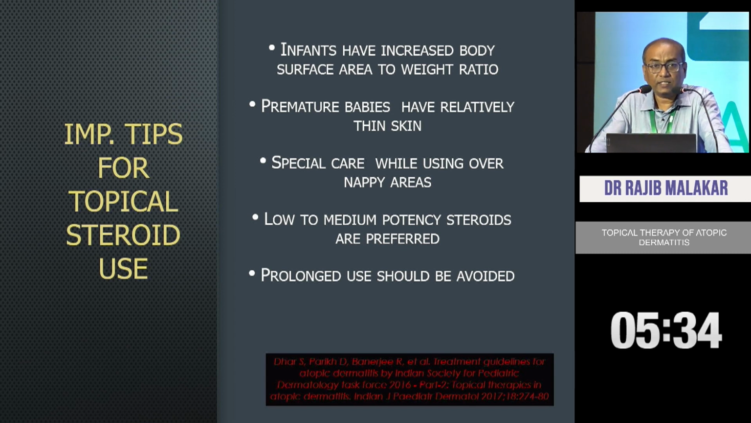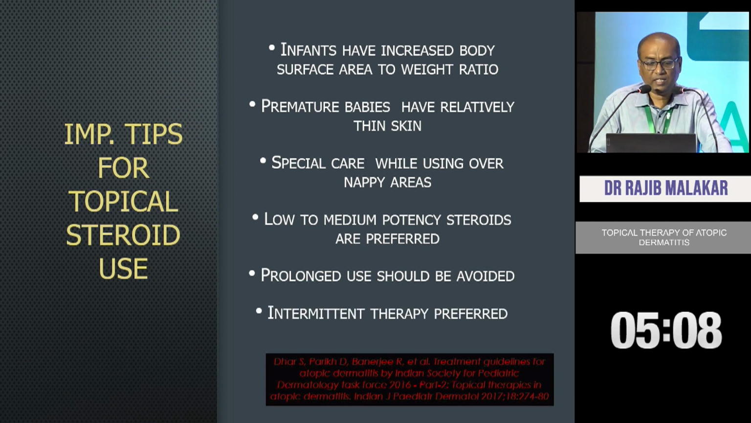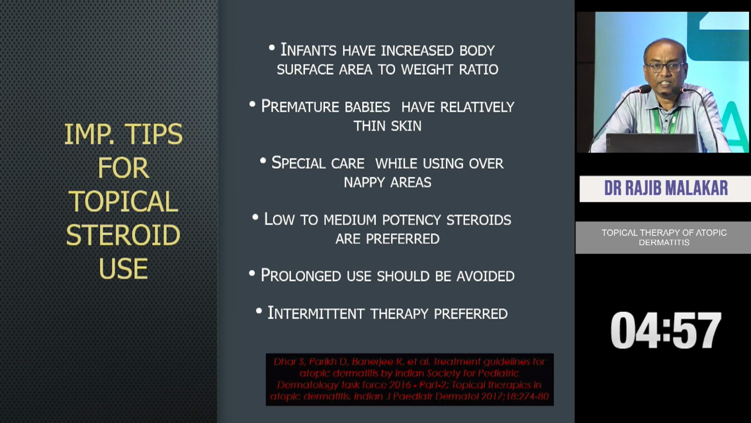As in the diagram that I have shown, a combination of TCI and TCS is to be continued, where TCS is to be withdrawn as soon as possible after significant clinical remission is attained, and remission is to be maintained with non-steroidal alternatives. Intermittent therapy is preferred. For example, there is a form of therapy called sandwich therapy, where weekend topical steroid is combined with weekday TCI. This can be used for a long duration.